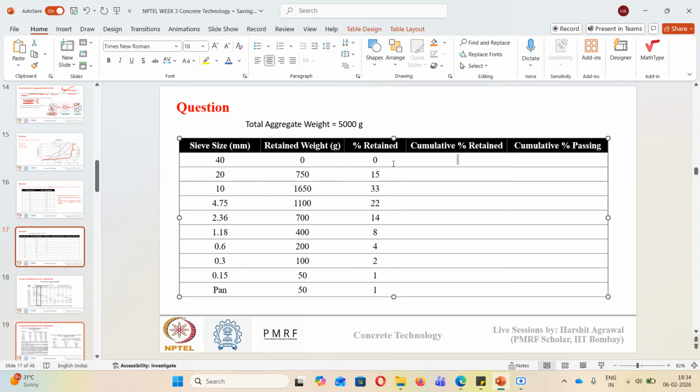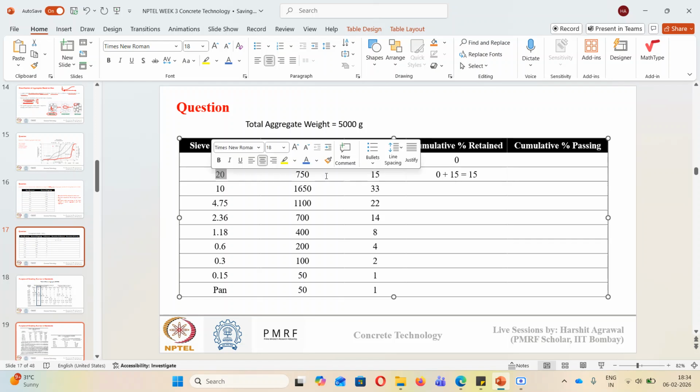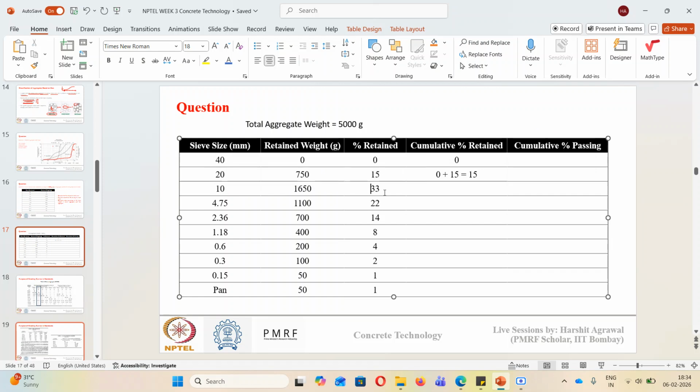I hope everyone is clear how we calculated the percentage retained: the retained weight divided by the total aggregate weight. Now, what will be the cumulative percentage retained? For the first sieve it is 0. For the 20 mm sieve it will be 0 plus 15, which is 15. Cumulative means all aggregate retained above that sieve. For the 10 mm sieve, cumulative retained will be 33 plus 15, which is 48. Then 48 plus 22, which is 70.